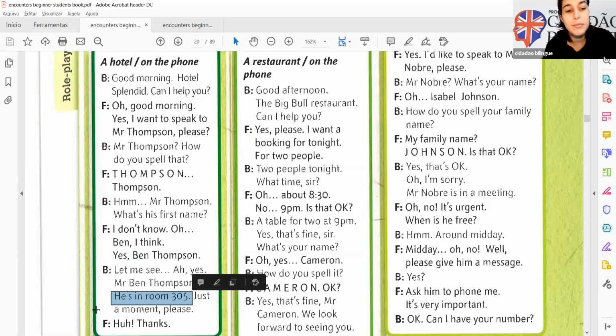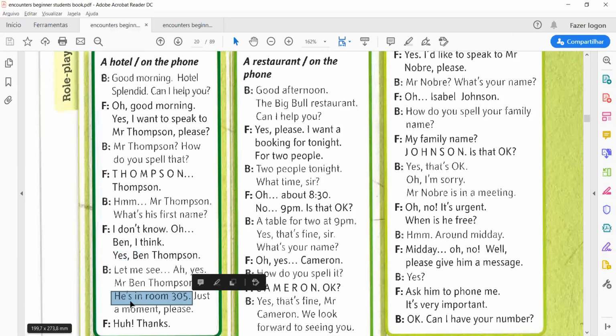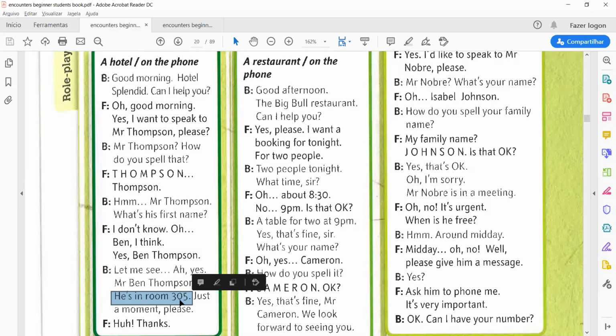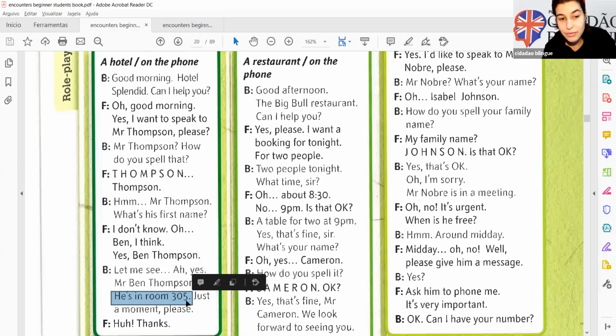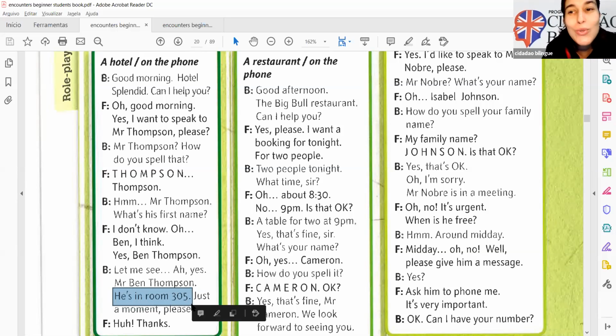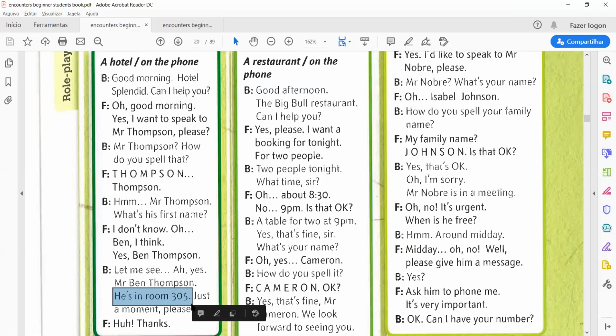Anderson, please repeat after me. He is in room 305. He's in room 305. Room. Yes. A little U sound. Som um pouquinho de U. Room. Isso.